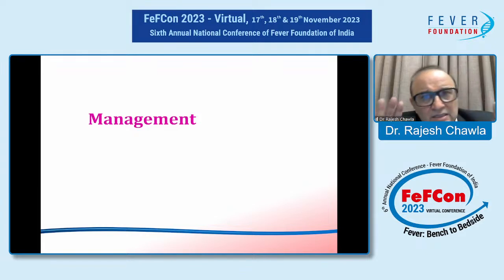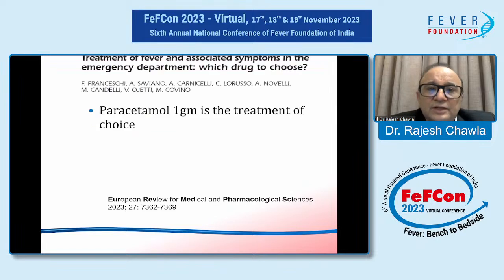Now, once you have the syndromic approach, you have narrowed down the diagnosis in your patient based on the history and examination, and you have resuscitated the patient, then you have to start the treatment. And as far as the fever is concerned, what to give for fever? This is a recent study published in 2023, and they found paracetamol 1 gram is the treatment of choice for fever presenting in the emergency.